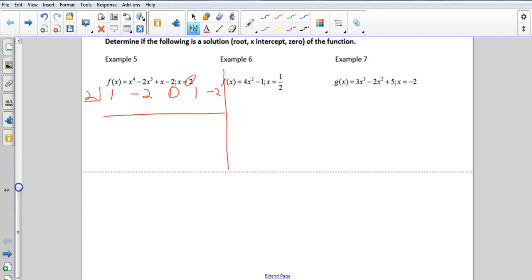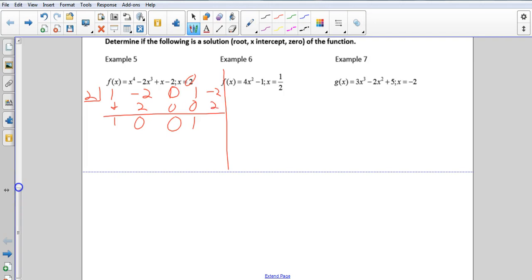Hopefully that's my one mistake for the notes, and I did catch it. So we bring the 1 down, multiply by 2. Add those together, you get 0. Multiply by 2, you get 0. Add them together, you get 0. Multiply by 2, you get 0. And finally, when you add them together, you get 1.